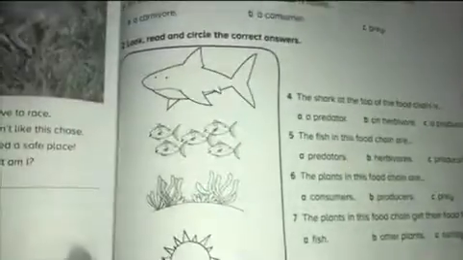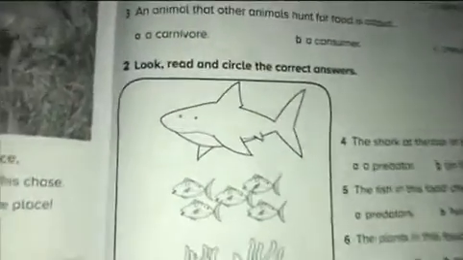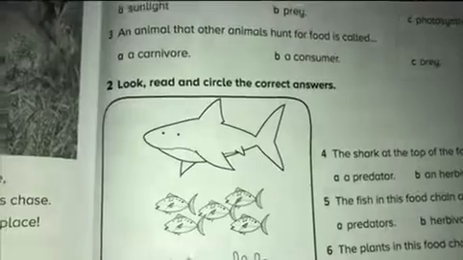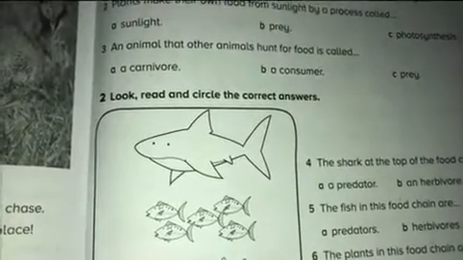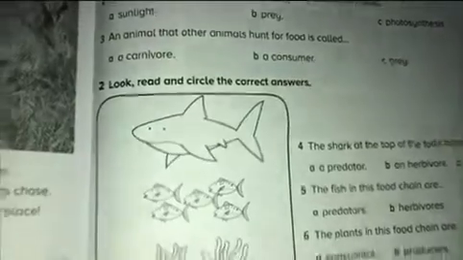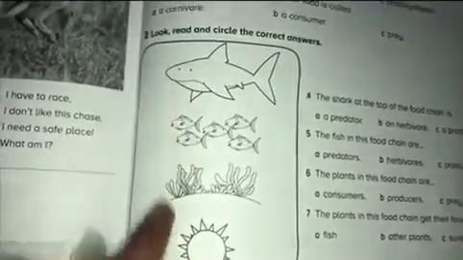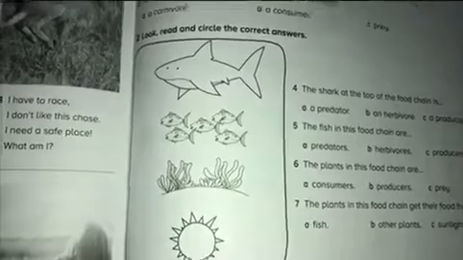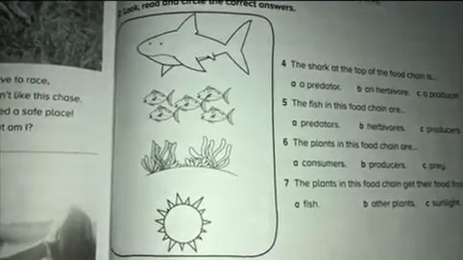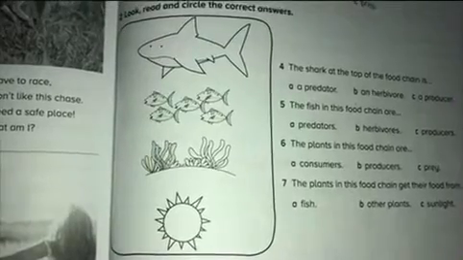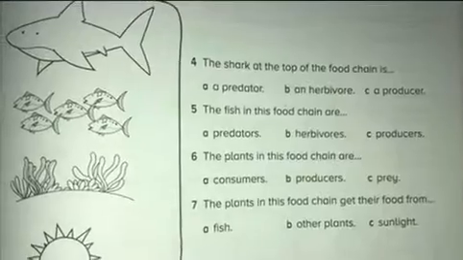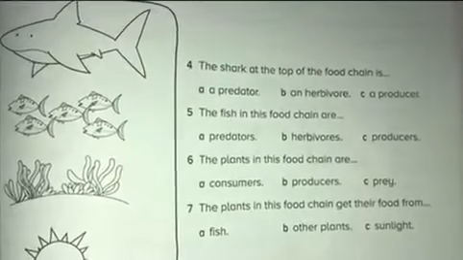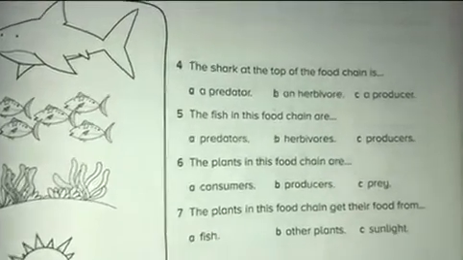Now we are going to read instructions number 2 together. Okay? So, ready? Look, read, and circle the correct answers. Here we have a food chain. We have shark, fish, coral reef, and sun. Okay? So now we're going to do 4 and 5 together. Number 4. We're going to read together.